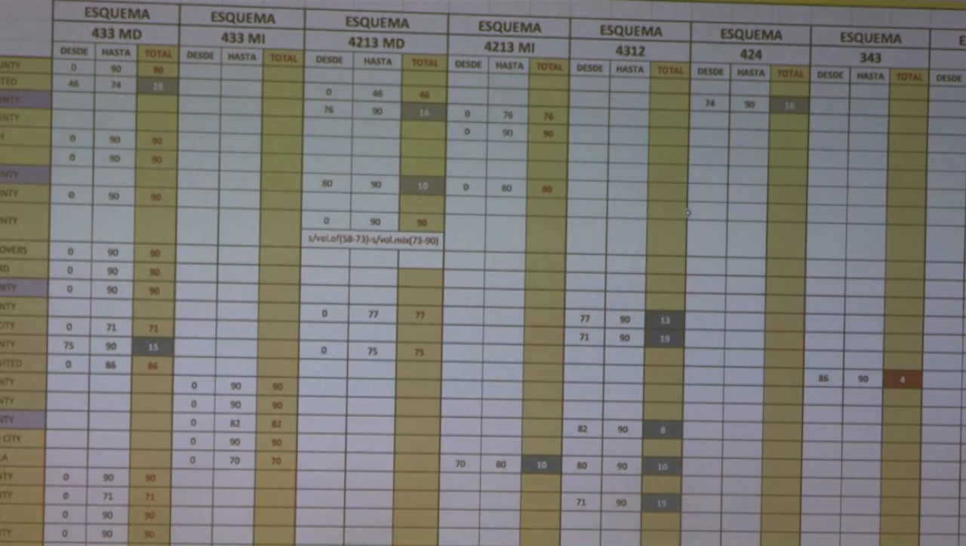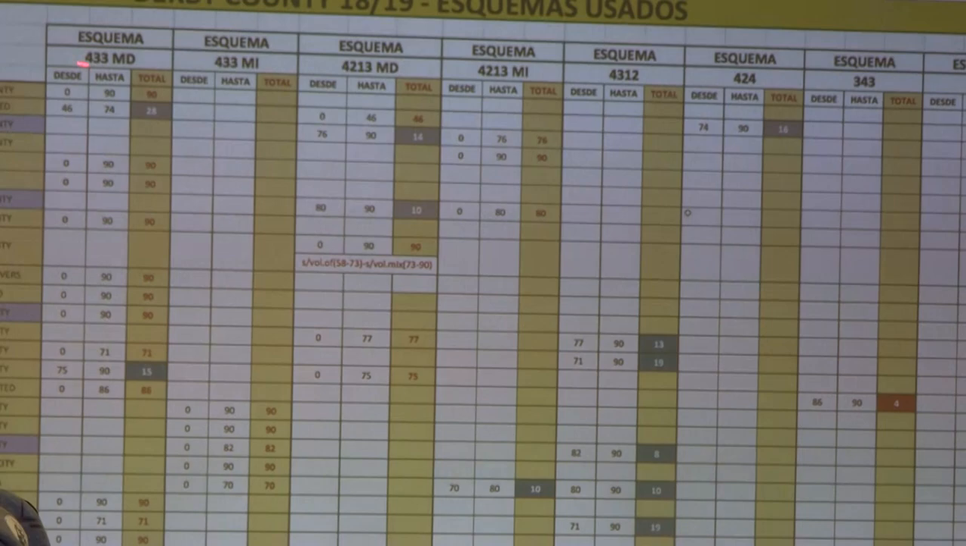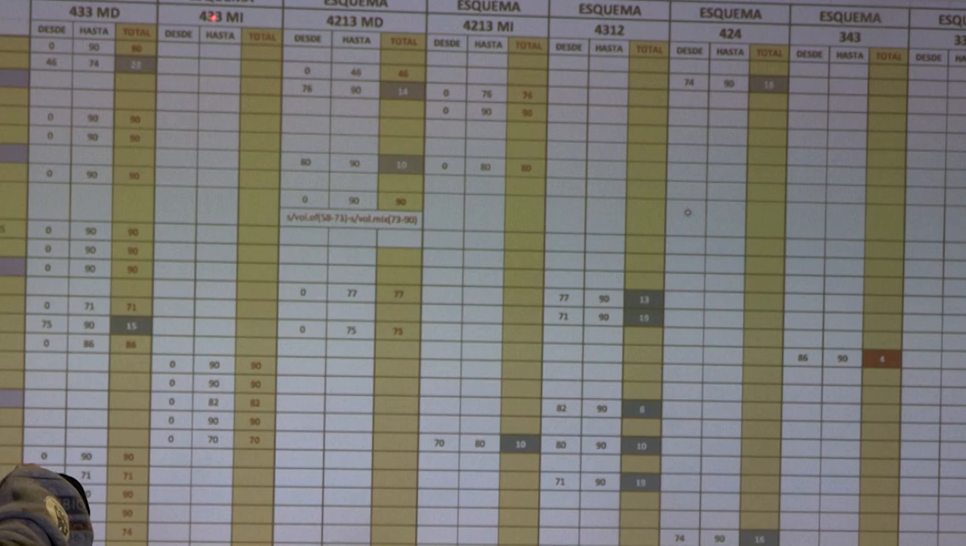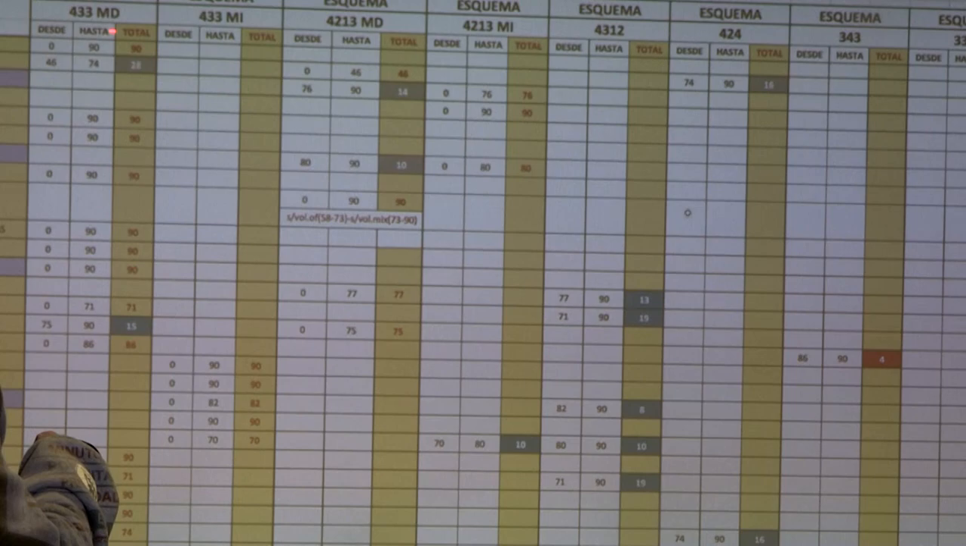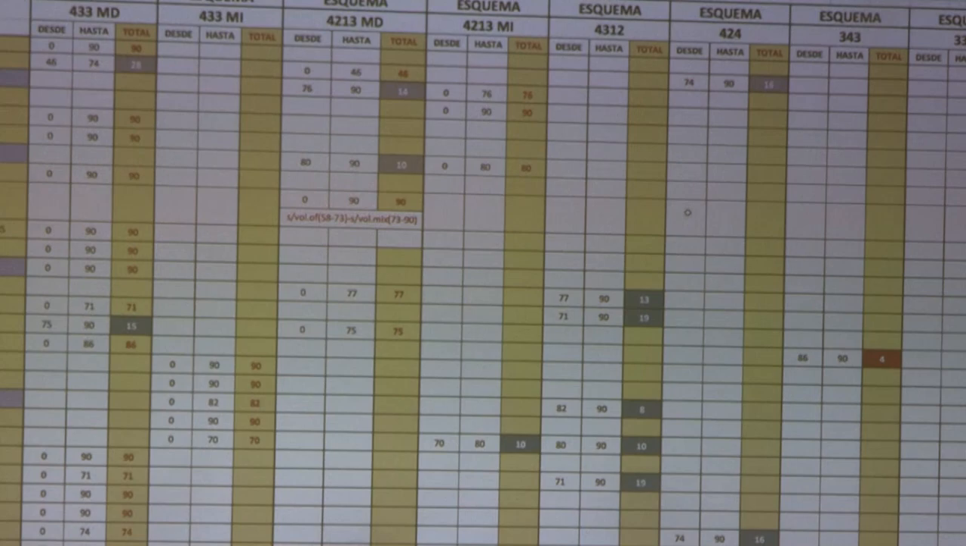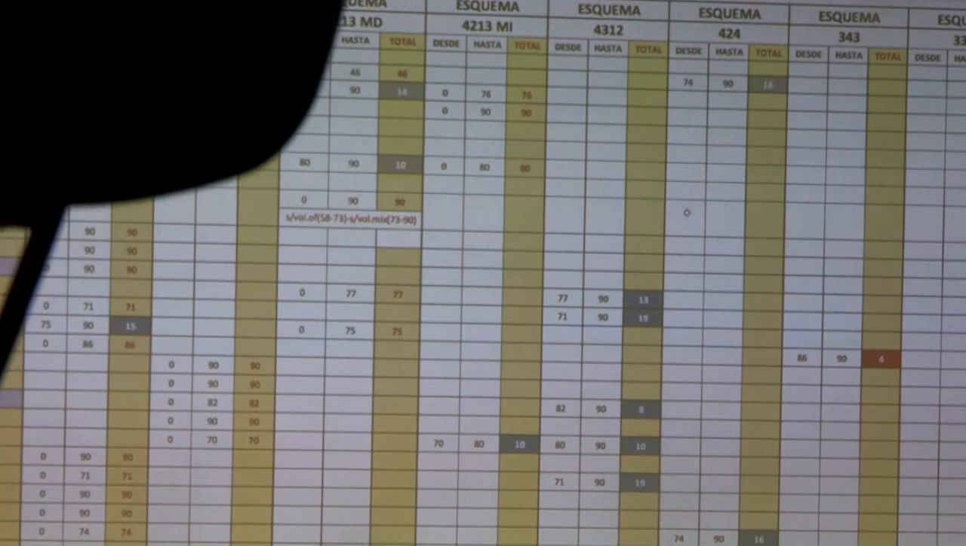In 49% of the games they used the 4-3-3 system. In 22% it was the 4-3-3 but with the number 8 on the left, on the right for the 49%, and on the left for the 22%.